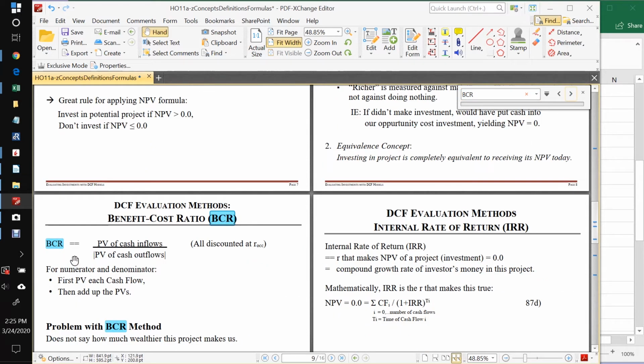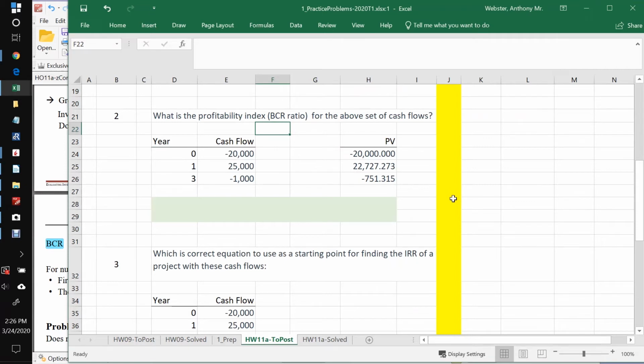Aha, this looks like a definition. Okay, so here's my definition. It's a ratio, and I want in the numerator, I want to add up the present value of the positive cash flows. Those would be my cash inflows, right? And I want the absolute value of the present value of my cash outflows in the denominator. Okay, so with that in my pocket, I think that I can do this.